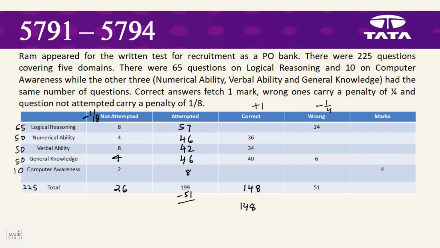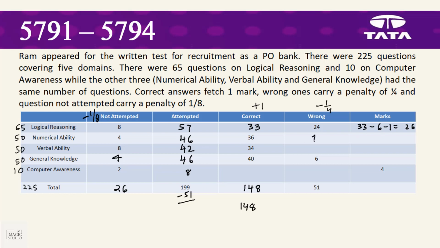Okay, let's check the scores. Attempted 57, wrong 24, so correct should be 57 minus 24, that is 33. Mark should be 33 minus 24 by 4 is 6, and minus 8 by 8 is 1. 33 minus 7, 26.